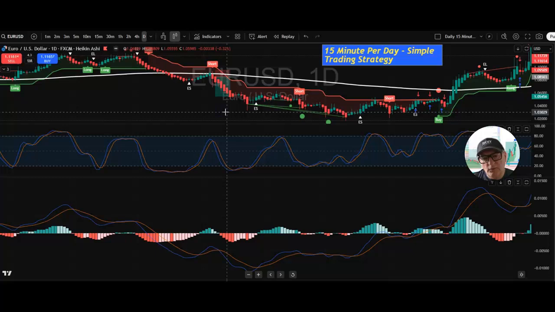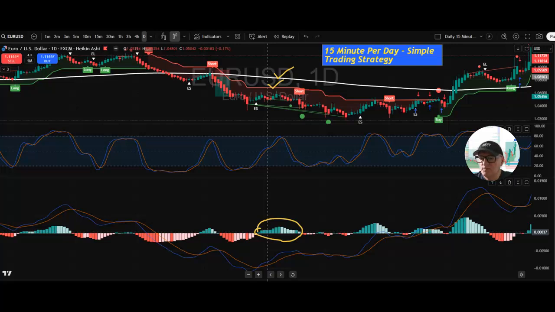We're looking for a correction, so we are looking for the histogram on the MACD to go green. Well, this is a corrective move because the price is below the 200 moving average. It's still in a downtrend as indicated here, and the signal line is still below the water line.